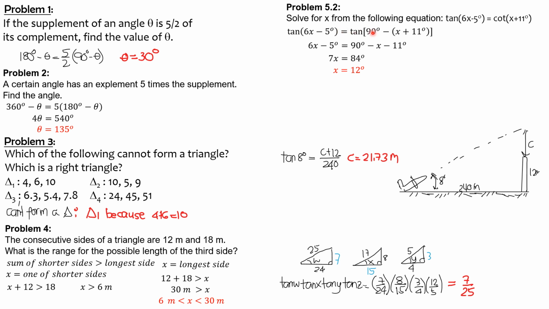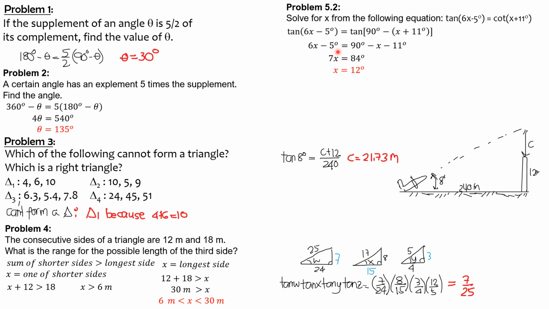Problem 5. Solve for x from the following equation. Tangent of quantity 6x minus 5 degrees equals cotangent of quantity x plus 11 degrees. For these two functions to be the same, we transform cotangent into tangent, and we replace x plus 11 degrees by its complement, which is 90 degrees minus quantity x plus 11 degrees. So tangent of 6x minus 5 degrees is equal to tangent of the complement of this angle.